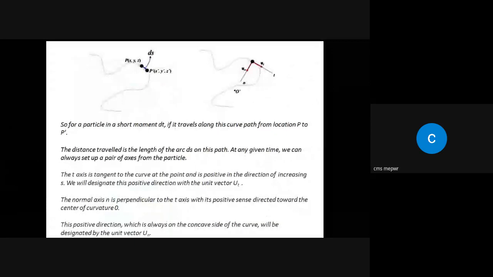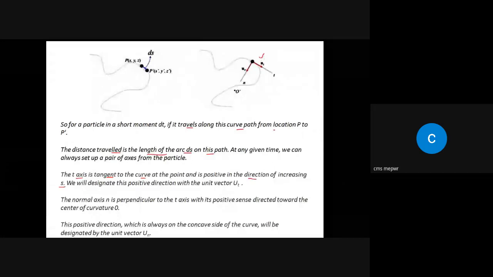So for a particle in a short moment, if it travels along this curved path from location P to P dash, the distance traveled is basically the length of arc, which is ds on this path, as I have already discussed. The t-axis is tangent to the curve at a point and is positive, as mentioned here, in the direction of increasing s. If you observe an increase in s, increase in displacement, increase in distance, in that direction t will be positive, right? And the unit vector along the t axis is represented by ut.